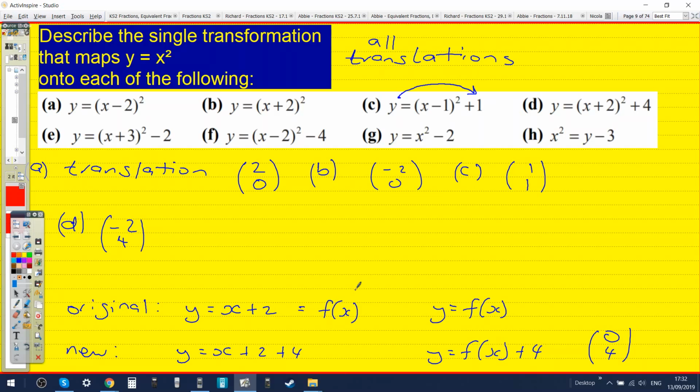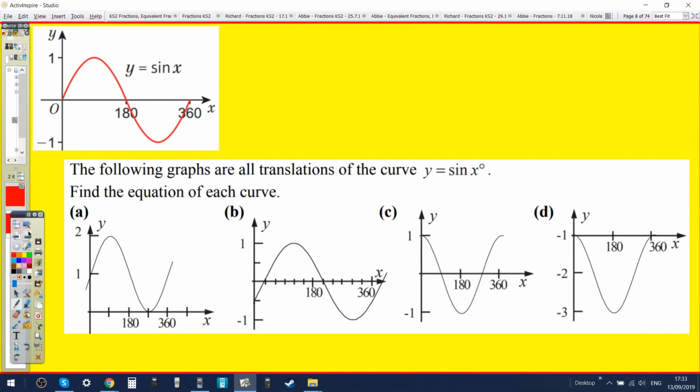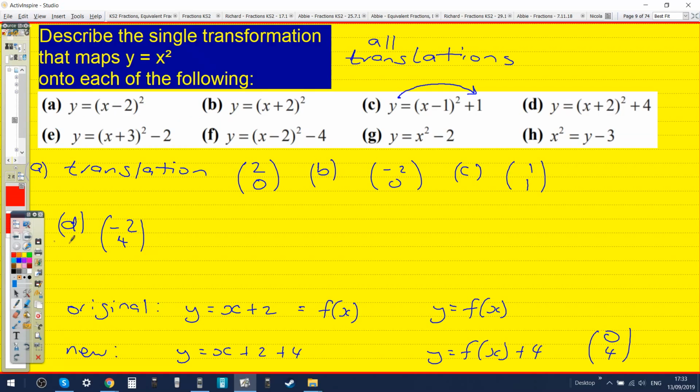And the f of x is just short for whatever equation you're using. It could be x squared, it could be x cubed, it could be something quite long like 3x squared plus 7x minus 9. But the same rule applies for all of them. If you add 4 outside the bracket, that moves the final graph 4 up, even if it's a strange graph like a sine graph.